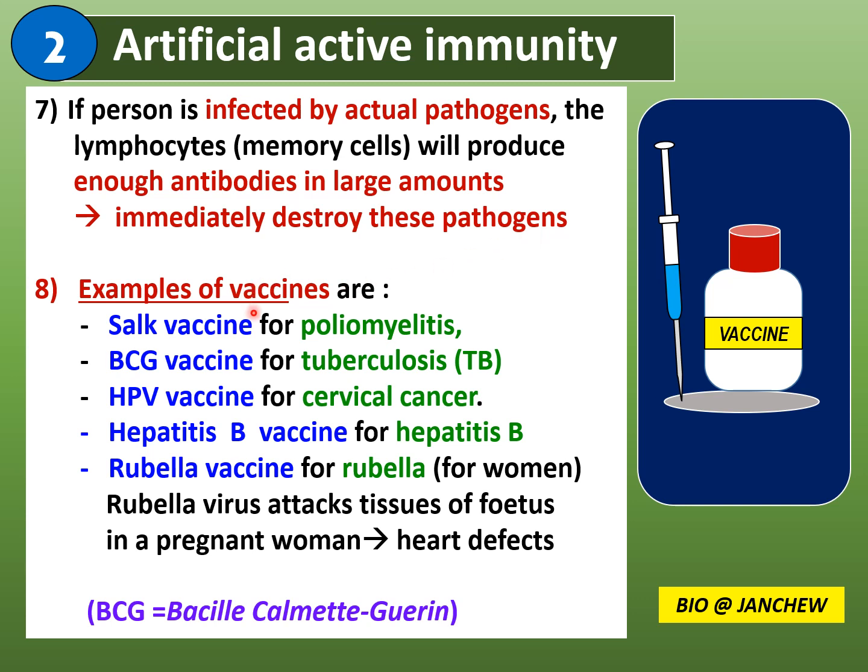Now, examples of vaccines are the Salk vaccine for poliomyelitis. Poliomyelitis is a disease that causes paralysis because the virus attacks the nerves and the spinal cord. In Malay, we call it penyakit lumpuh. Then there is the BCG vaccine for tuberculosis or penyakit batuk kering. In tuberculosis, the lungs are attacked by bacteria.